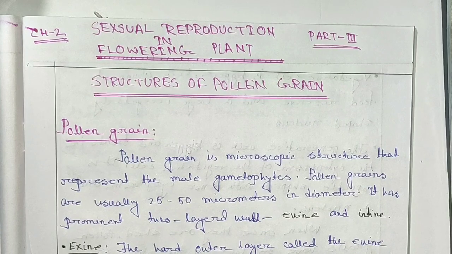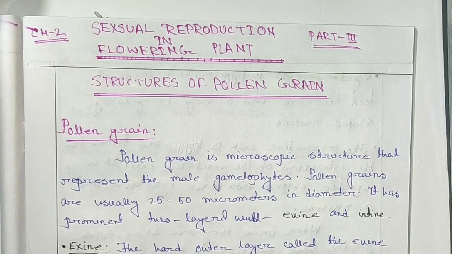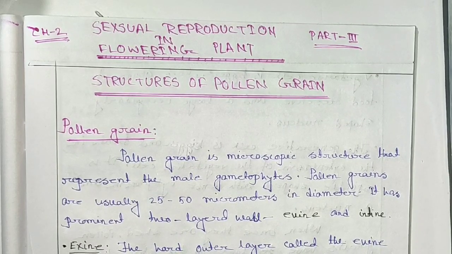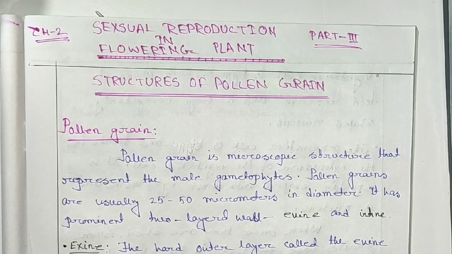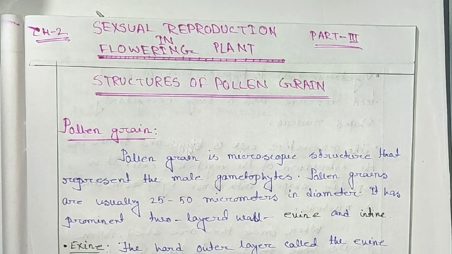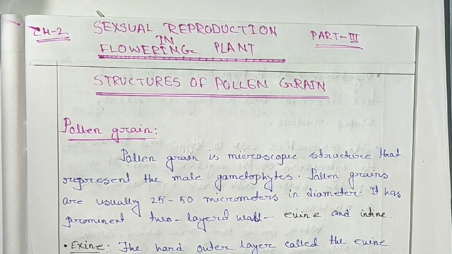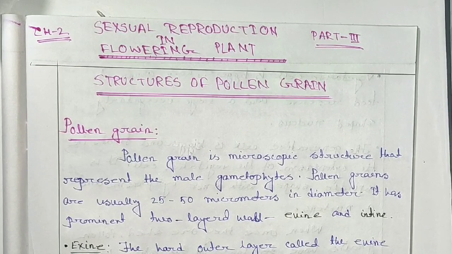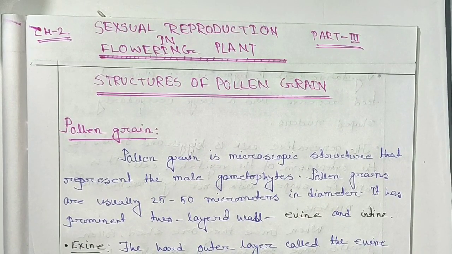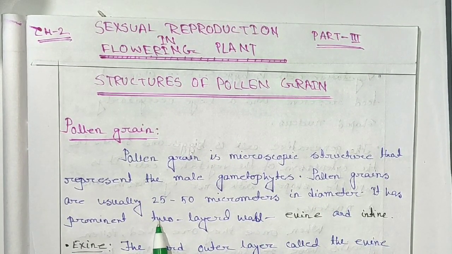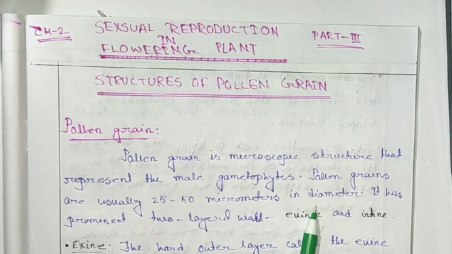I think you all have noticed pollen grains. How do you notice pollen grains? If you touch a flower like hibiscus or any other flower, you can observe a yellowish deposition on your finger. This yellowish deposition is known as pollen grain. Pollen grains are usually 25 to 50 micrometers in diameter.